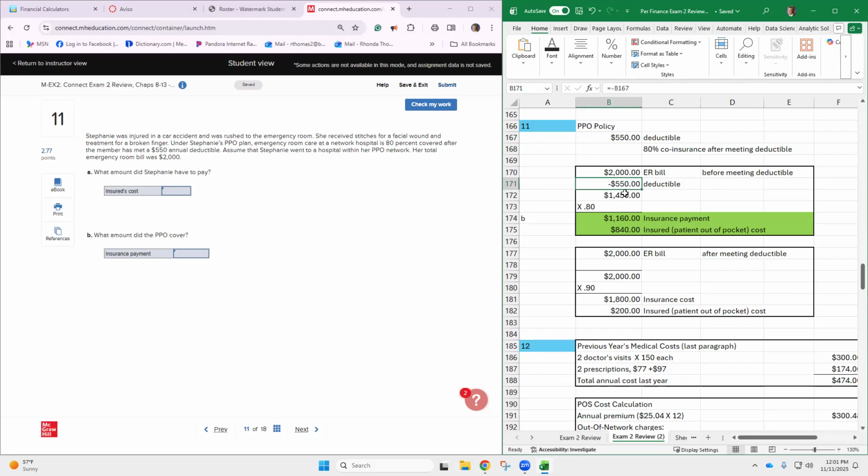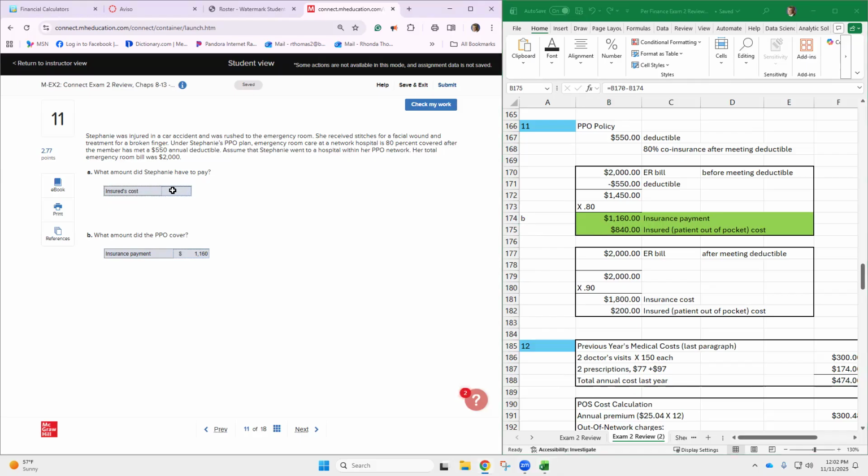Once we subtract the deductible, we have $1,450 left over, and then 80% of that is $1,160. So this is the insurance payment. Be careful, I've got them flip-flopped. So the insurance payment will be $1,160. Once again, that's the ER bill minus the deductible and then 80% of that number. Then the rest will be out of pocket.